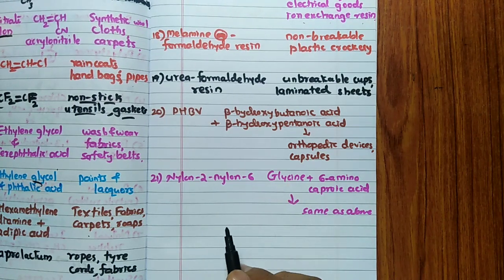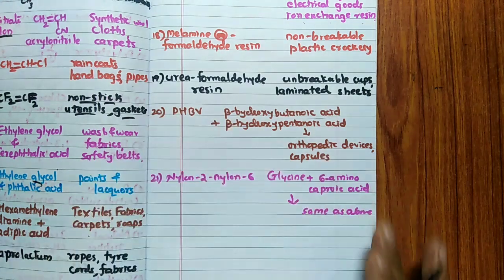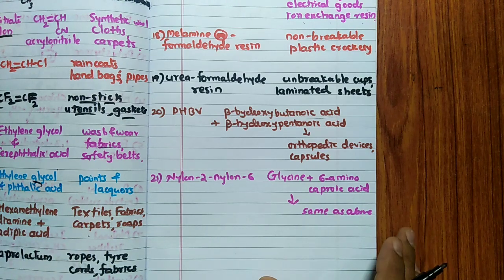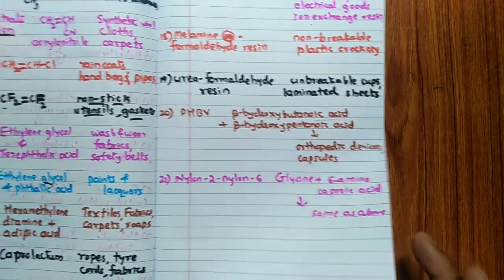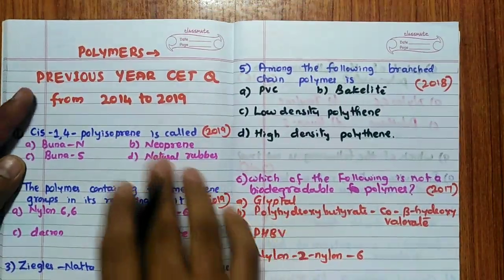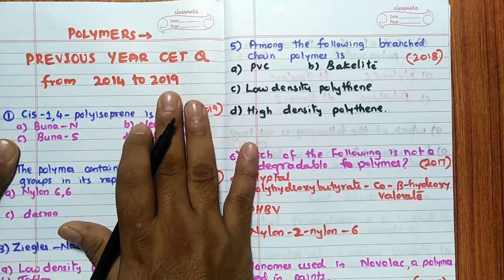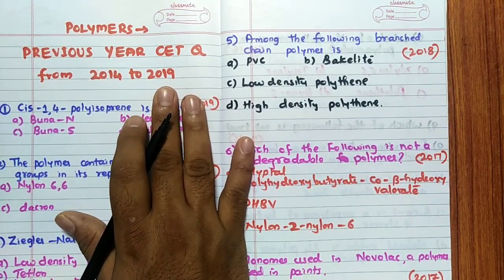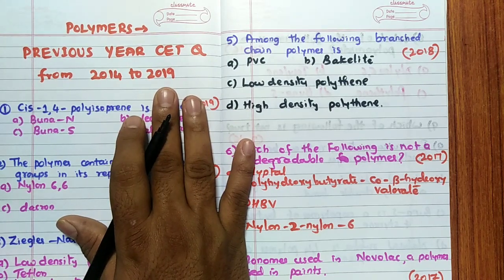So definitely you need to remember these monomeric units. There are no other shortcuts for this, so your memory power should be good. It's very simple. Write all these 4 to 5 times and you will definitely be perfect with this. So this is the polymers synopsis part. Let us move to the previous year questions from the 2014 to 2019 papers. If you are perfect with the synopsis part, this will be very simple for you.